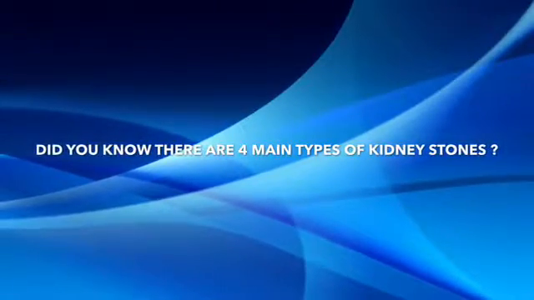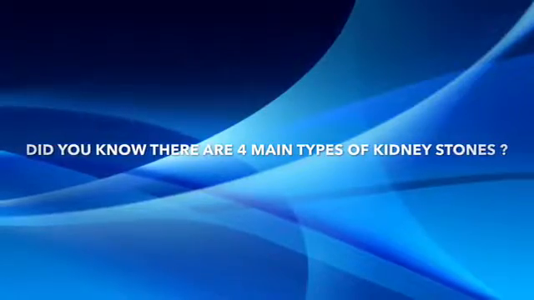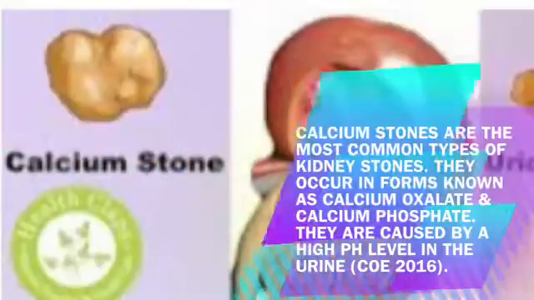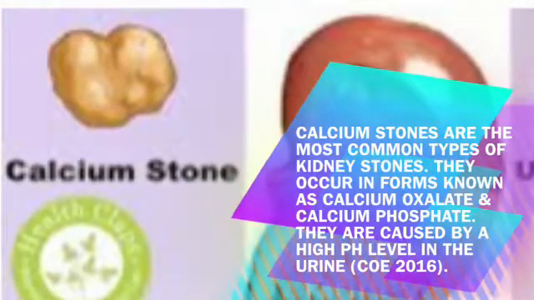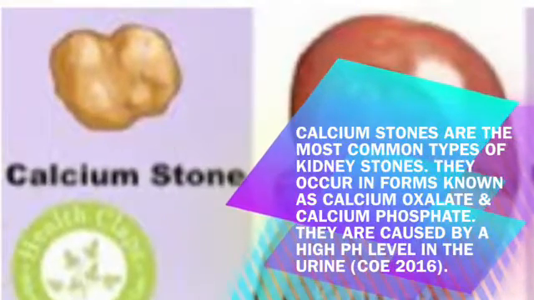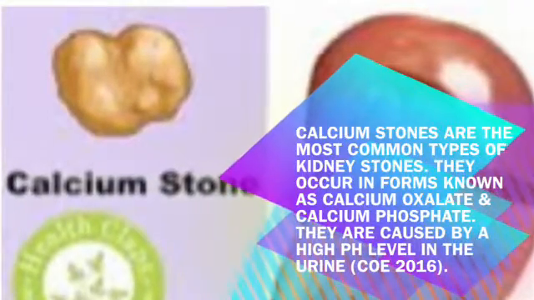Did you know there are 4 main types of kidney stones? Calcium stones are the most common types of kidney stones. They occur in forms known as calcium oxalate and calcium phosphate. They are caused by a high pH level in the urine.